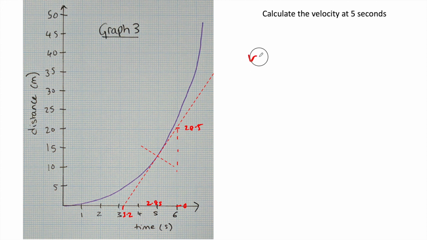So we can say the velocity is the change in distance over the time taken. The change in distance was 20.5. The time taken was 2.8 seconds, and that gives me 7.3 meters per second.